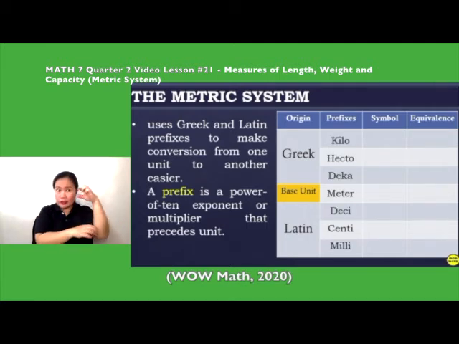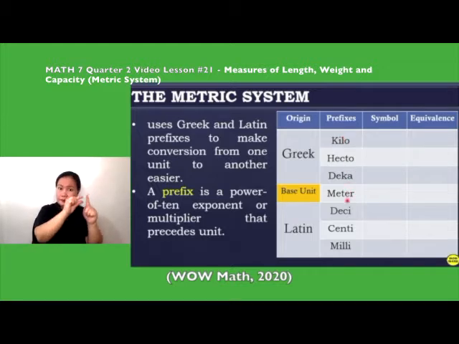So, a prefix, ito po yung prefix. And then, ito po yung mga prefix na ginagamit natin sa pag nagko-convert tayo. Ito yung kilo, hekto, deka, meter. So, let's say for example, meter ang base unit natin. Okay? So, itong base unit, it can be gram or liter. Okay. So, deci, centi, milli. So, itong tatlo, it came from the Greek word. And then, ito po ay sa Latin.